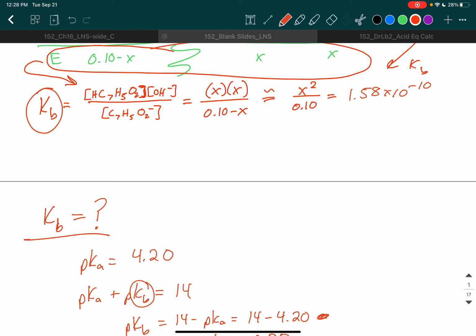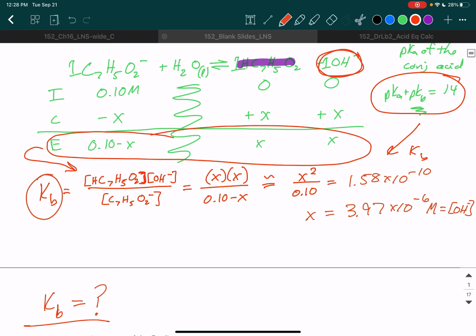So now the form of this expression, just like all the others. Solve for x, and this x is going to be right there, 3.97 times 10 to the minus 6. And that is, remember, it's that x value. Let me circle it in green. Anyway.